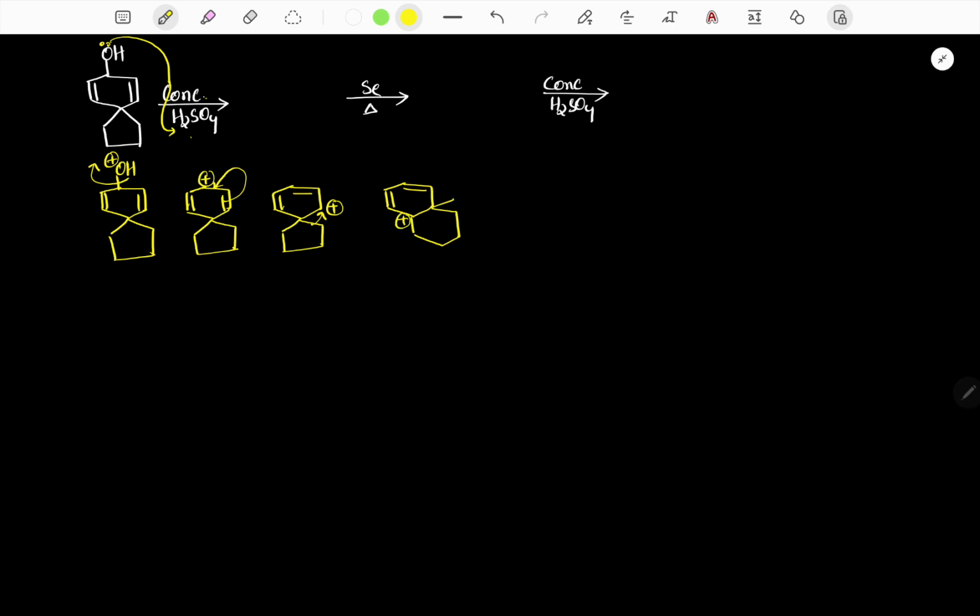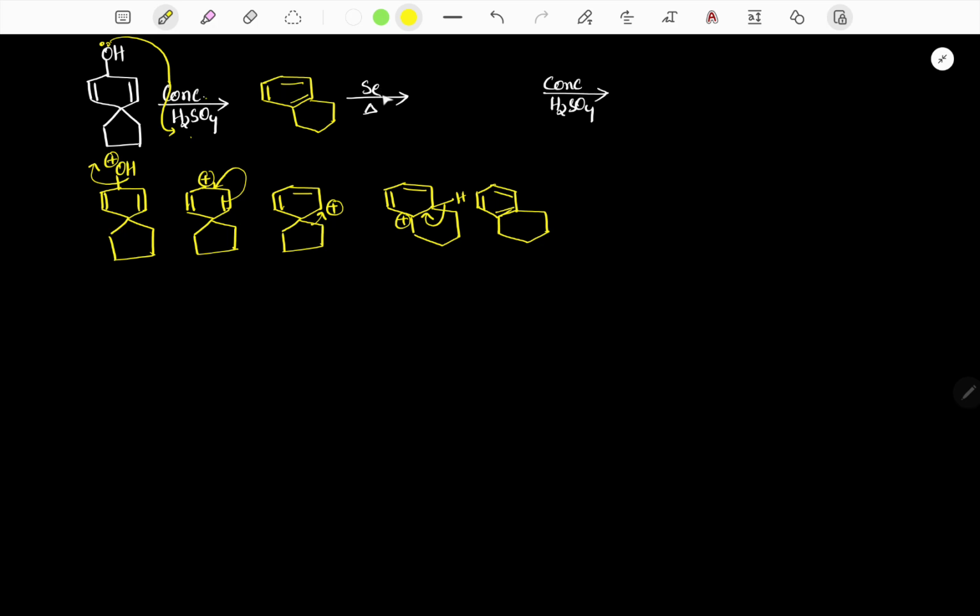Now this carbocation undergoes elimination and finally we get the corresponding aromatic product. It is our aromatic product. So this is the first compound. We got our aromatic compound.